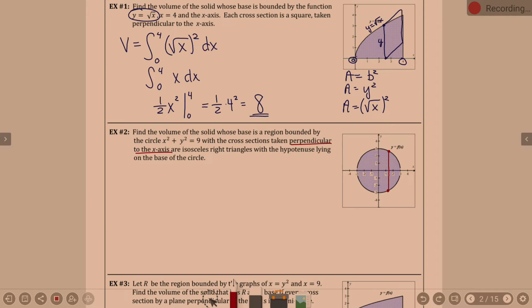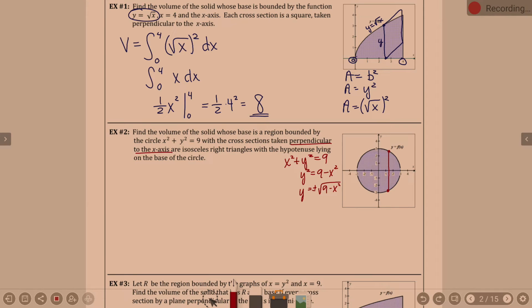Because this is perpendicular to the x-axis, we're going to be working in terms of x, which means I need to take this equation and solve it and put it in terms of x, which means I need to solve it for y. So what do we know there? y squared is 9 minus x squared, and y is plus or minus the square root of 9 minus x squared. Oh, I might have been able to stop at y squared on this one. We'll see.